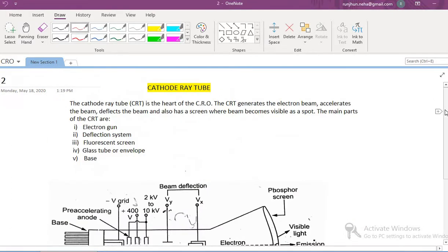Now, for the understanding of the CRO, a very important part needs to be understood, which is the heart of the CRO. The CRT is the heart of the CRO, which is basically the cathode ray tube. This CRT is solely responsible for the generation of the electron beam and the acceleration of the electron beam to a high velocity. Then it deflects the beam onto a phosphor coated screen where it appears as a bright visible spot.